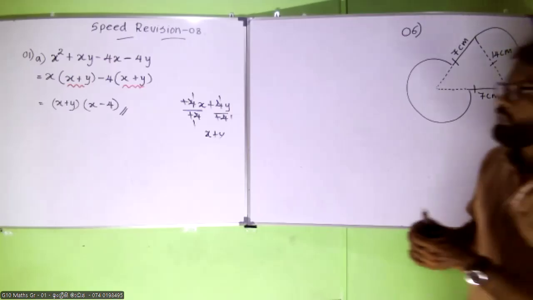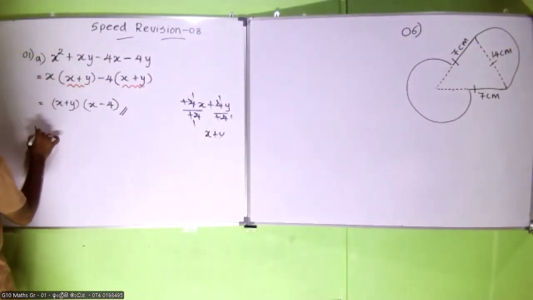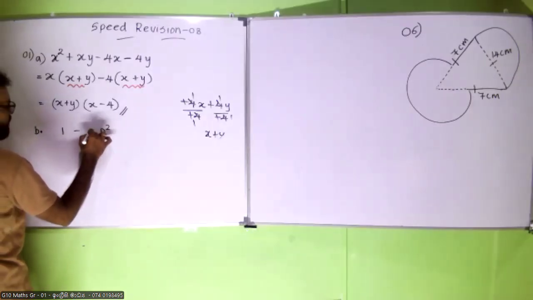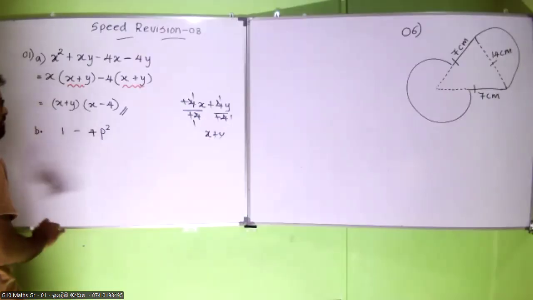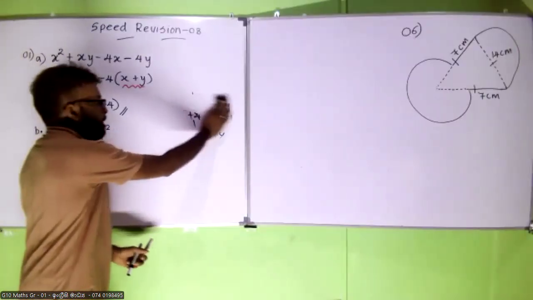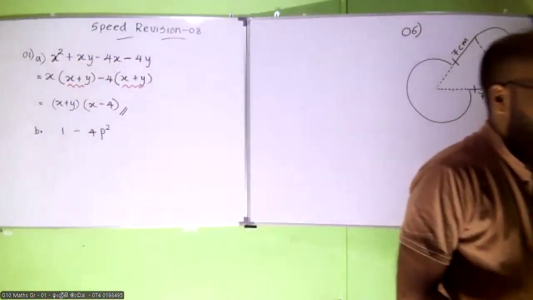So part B. In last week also we did something like that, right? 1 minus 4p squared. Can anyone tell me what this is? Anyone? So what is this relationship today? Can anyone tell me?